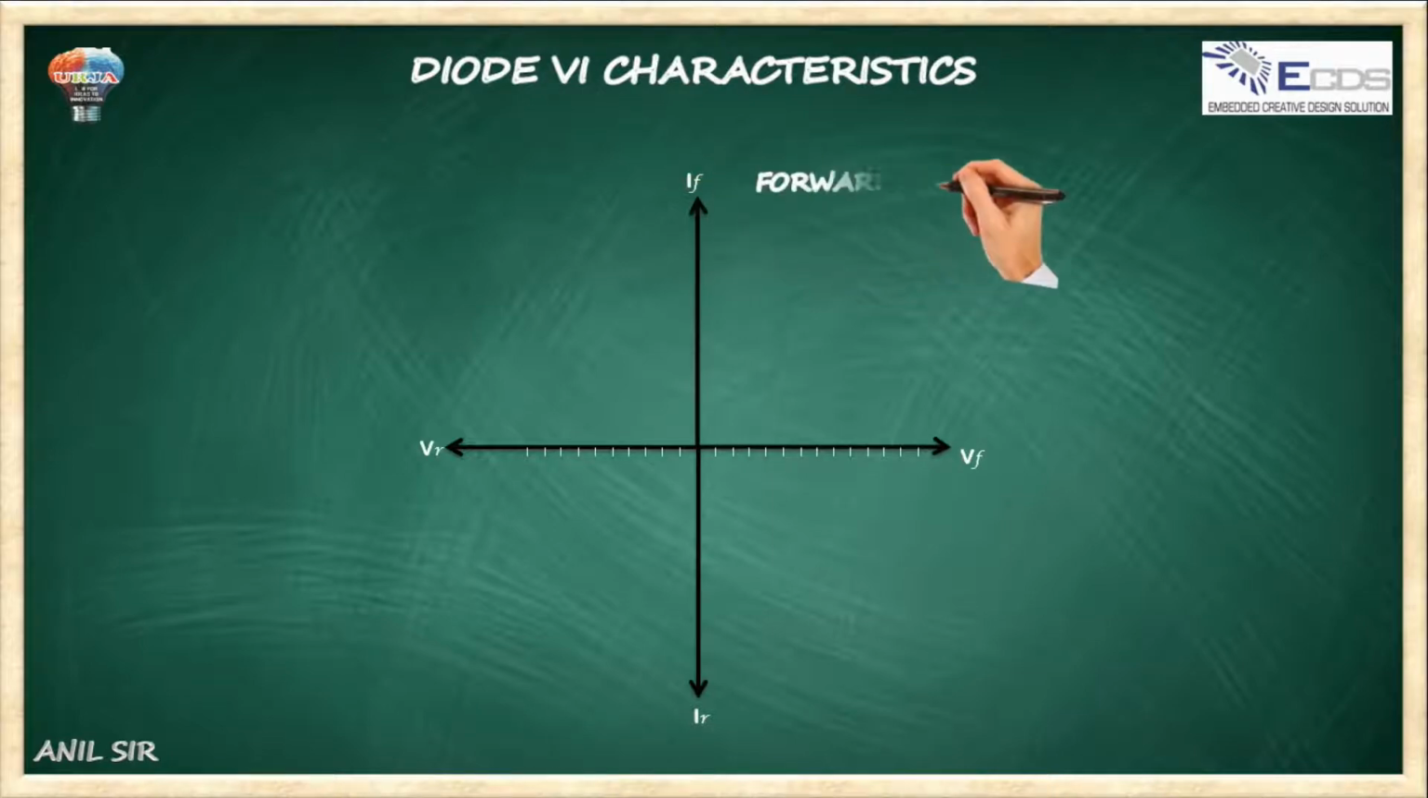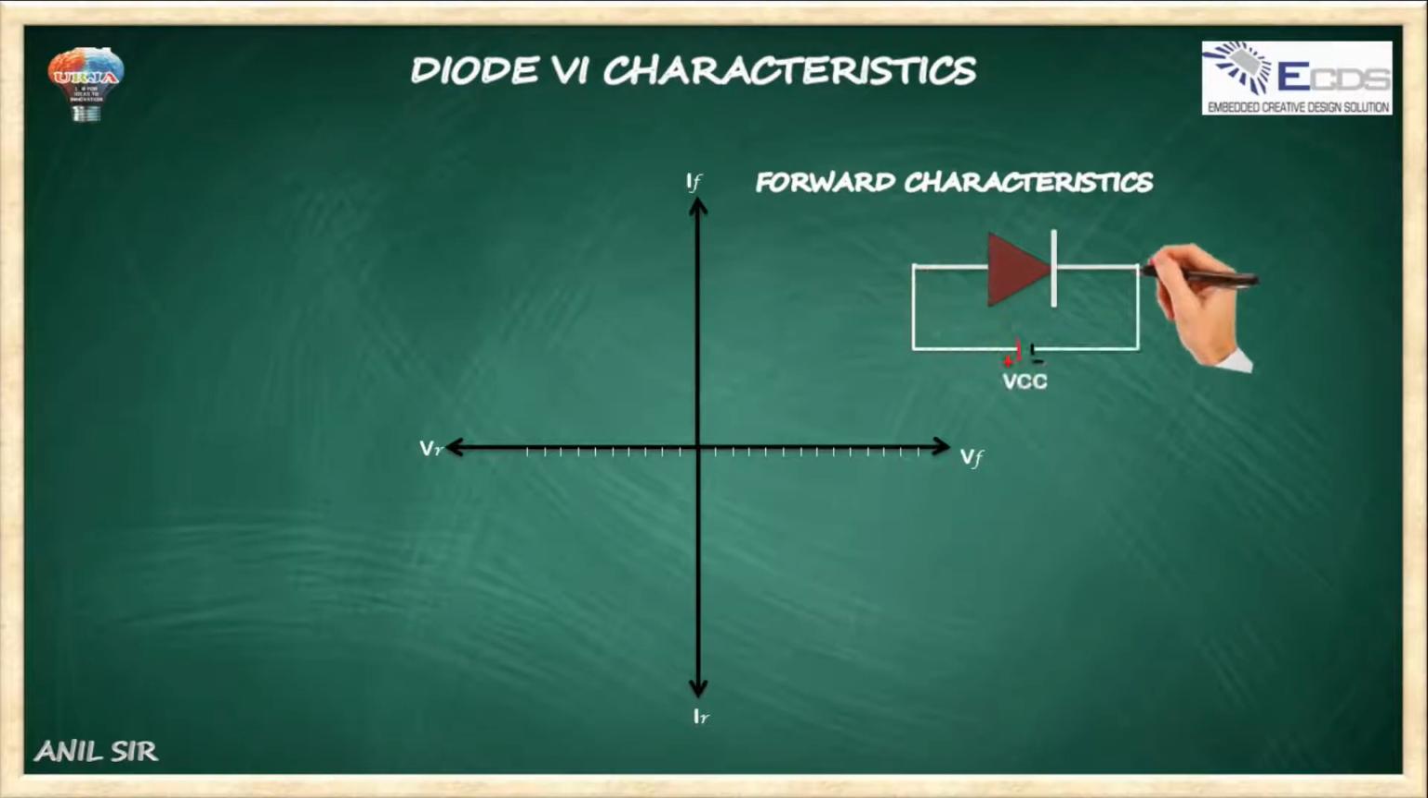Let's consider the forward bias condition. In a forward bias condition, the anode terminal of the diode is connected to the positive and the cathode is connected to the negative. So this is the forward bias condition and we are applying the voltage. We apply it starting from 0 volt, in steps of tenths of a volt, meaning 0, 0.1, 0.2 and so on.